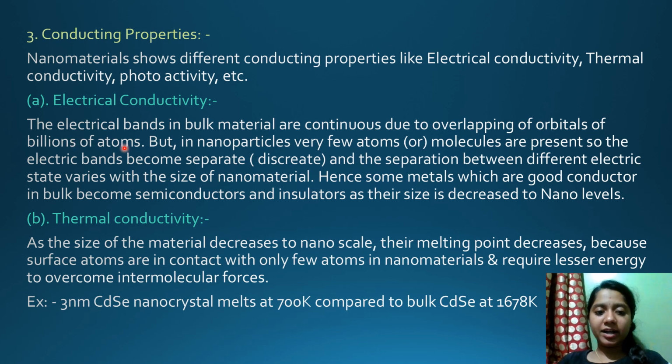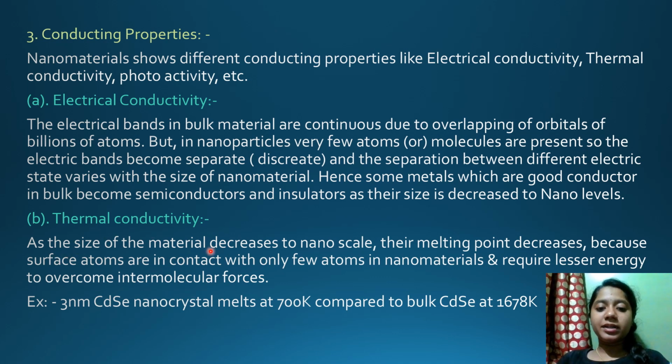of billions of atoms, but in nanoparticles, very few atoms or molecules are present, so the electric bands become separate, and the separation between different electric states varies with the size of the nanomaterial. Hence, some metals which are good conductors in bulk become semiconductors and insulators as their size is decreased to nano levels. Thermal conductivity.